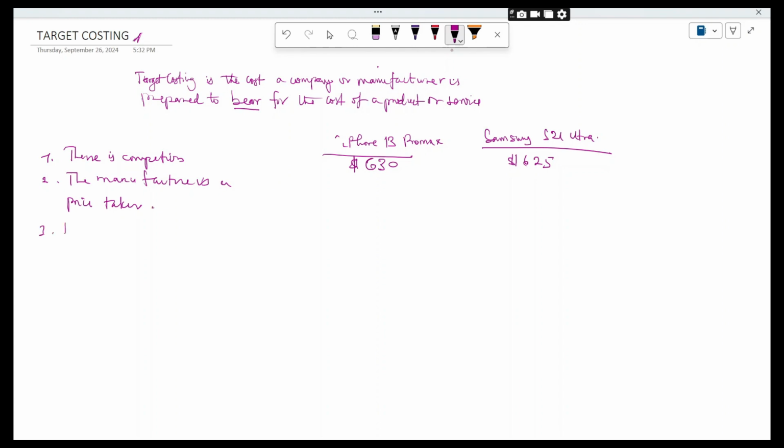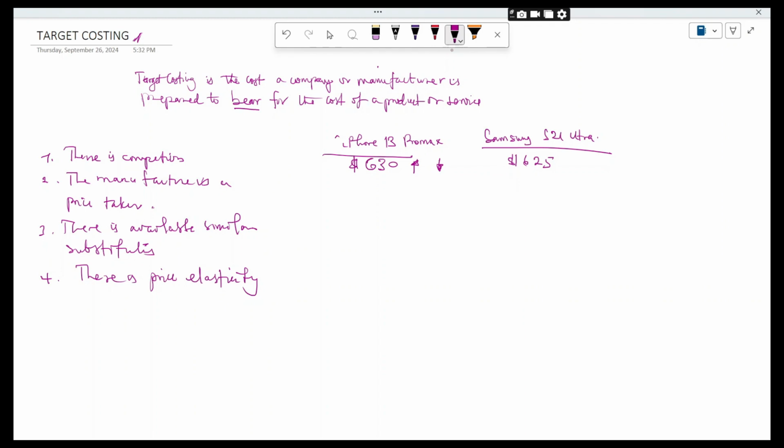The next thing is there are similar substitutes available, right? Okay, and the last one is there is price elasticity. What this means is that if the price of the product increases by a significant margin, demand will drop by a huge margin.